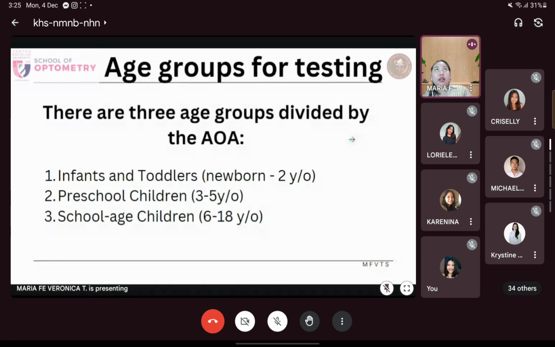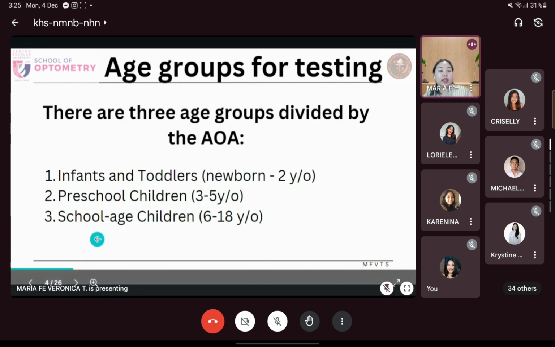So, ang American Optometric Association has divided 3 age groups for testing. So dito, kinategorize niya yung pediatric group into age groups para at least mabilis kung ano yung mga test na ginagawa per category. So for example, kinategorize niya yung infants and toddlers aged newborn or at 0 to 2 years old as the first category. Second category natin is the preschool children aged 3 to 5. And last category natin is yung school-age children from 6 to 18 years old.